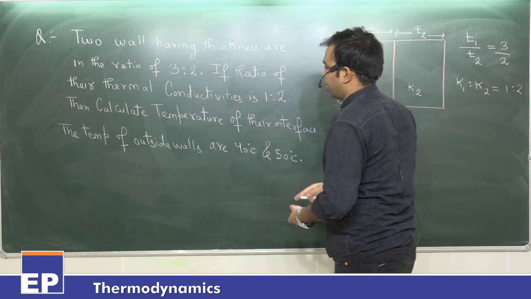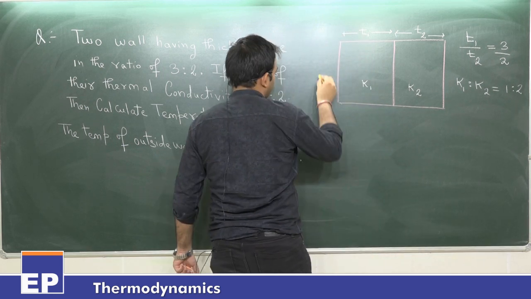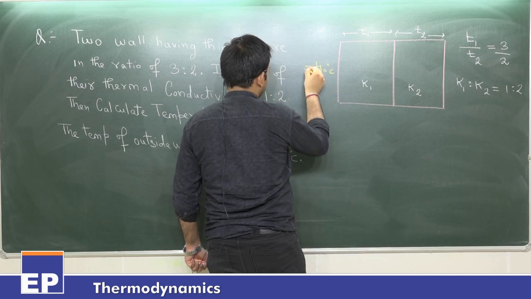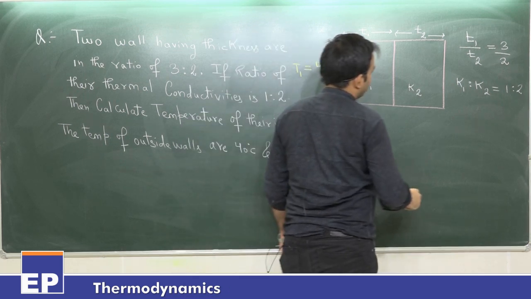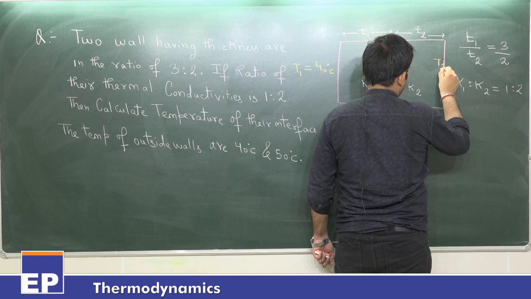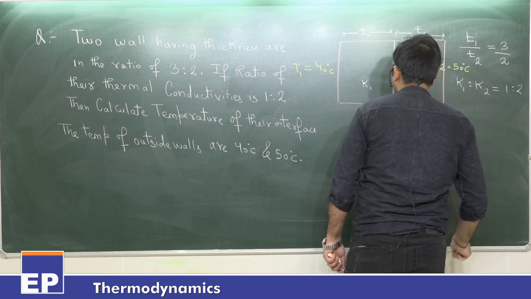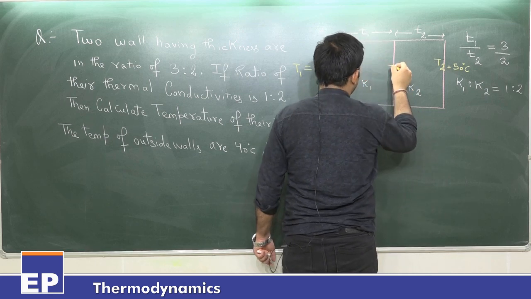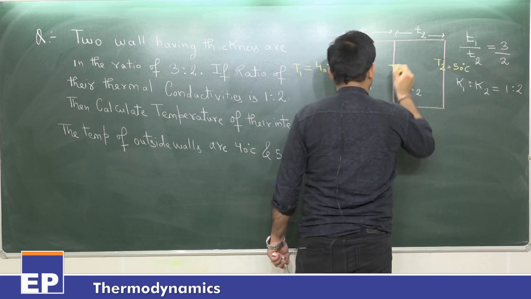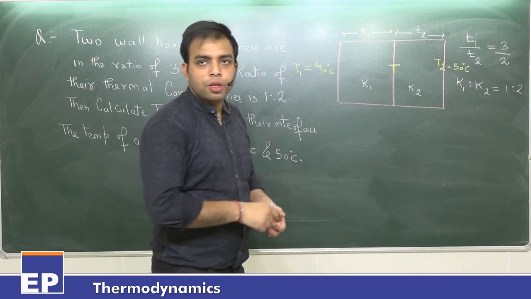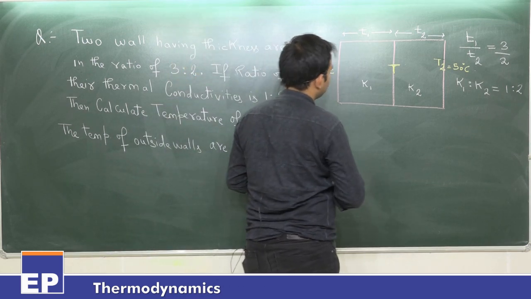If the temperature of outside ones, let's suppose its temperature is 40 degrees Celsius and this temperature is T2, 50 degrees Celsius. Then calculate the temperature of interface. Calculate the temperature of it. हमको उसका टेम्परेचर निकालना है. We have to calculate that temperature. देखो मैं उसके लिए कैसे डील कर सकता हूँ.